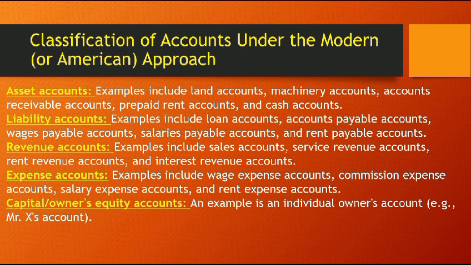Assets accounts are those accounts which we use for more than 1 year, we can say, or that we use for further production. For example, the land account, the machinery account, the accounts receivable account, the prepaid rent account, and the cash account. And the second one which we take is the liabilities account. Examples of liabilities accounts are the loan account, the accounts payable account, the wages payable account, the salaries payable account, and the rent payable account.